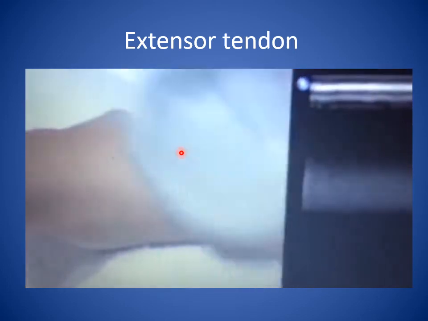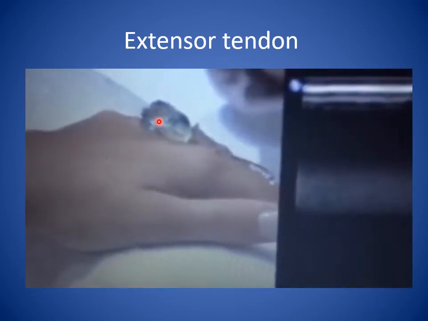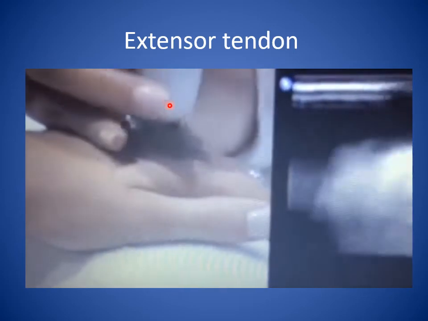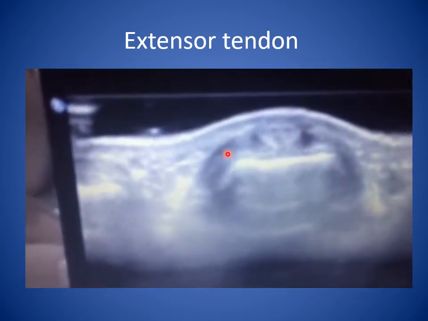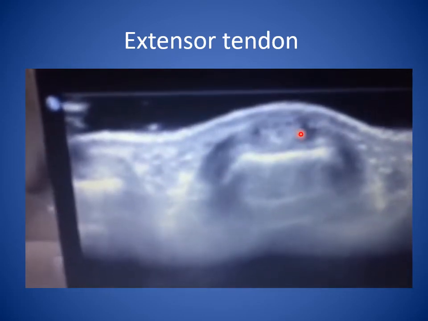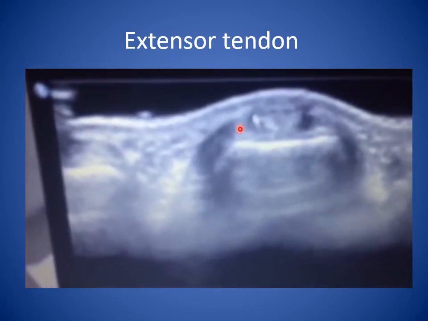This is the examination of the sagittal bands. Again, we put gel and do not apply the probe with compression on the skin. This is the gel, and this is the extensor tendon and the two sagittal bands.